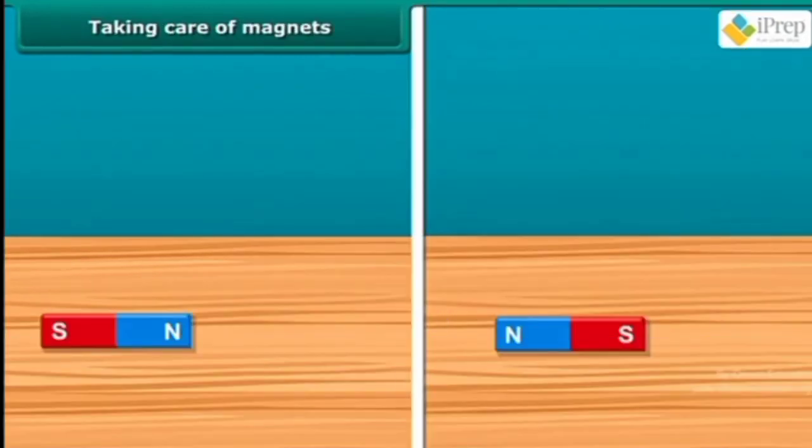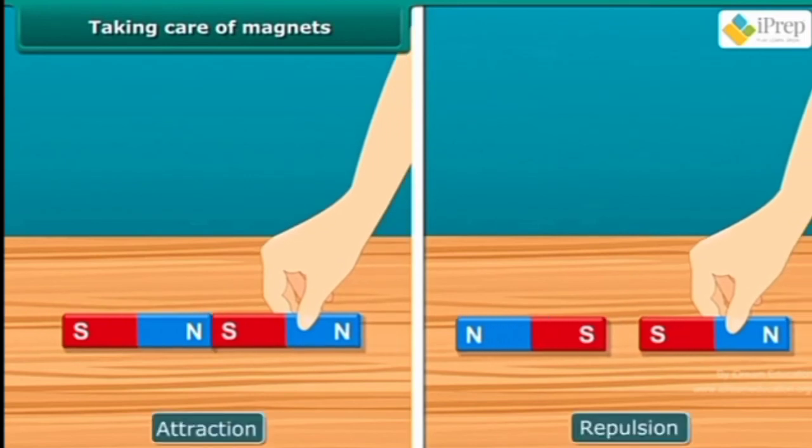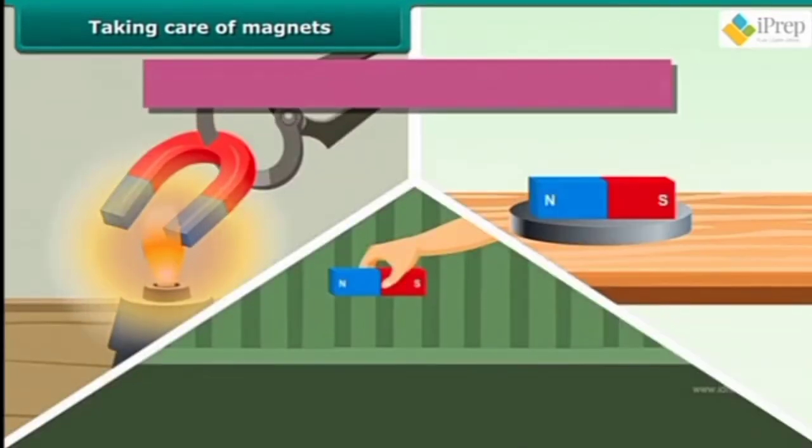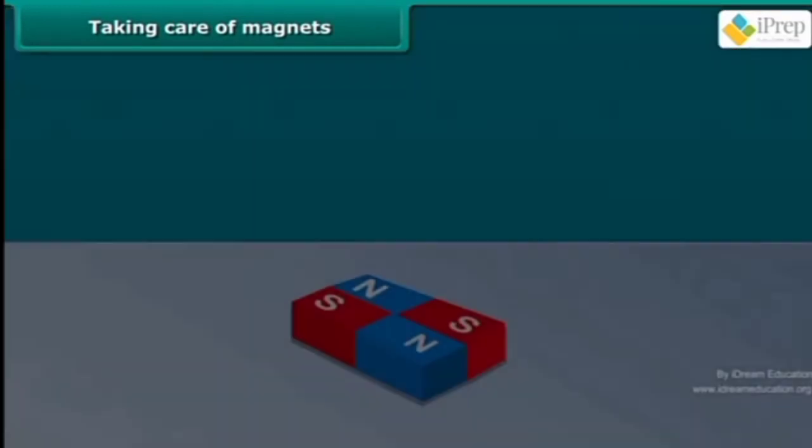Taking care of magnets. We are now aware of the attraction and repulsion properties of a magnet. To keep magnets safe and in working conditions, follow these guidelines. Do not heat, hammer, or drop magnets from a height. They will lose their property if done so.